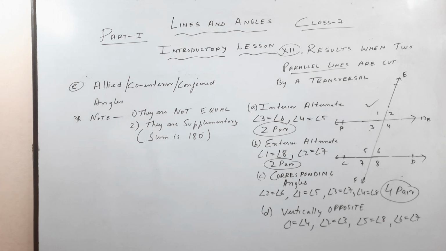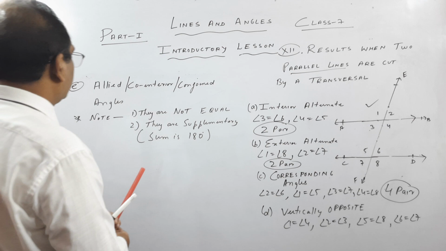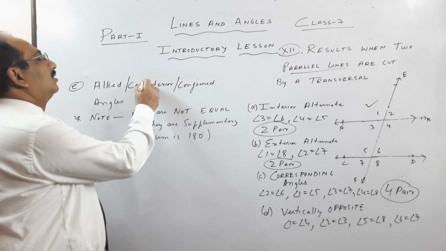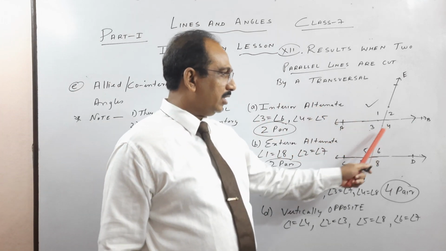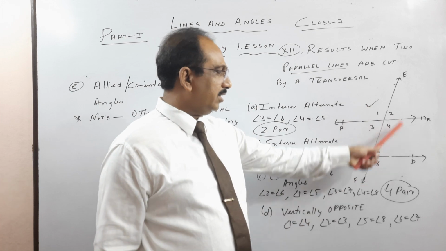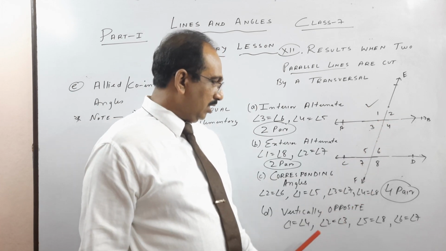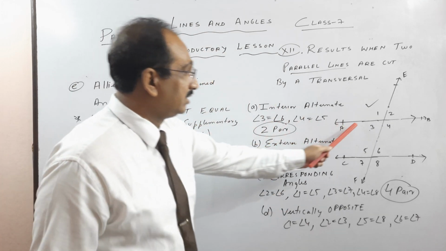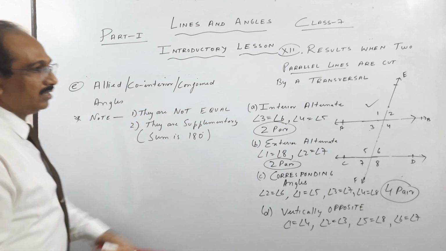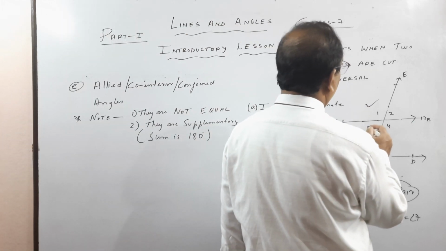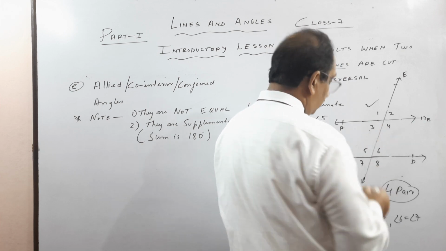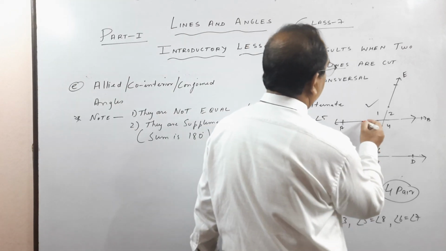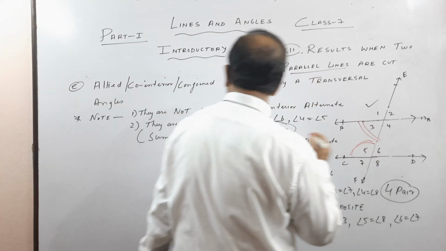So okay children, we move on to the last very important topic under this, called allied, co-interior, or conjoined angles. Very important. See here, interior alternate I told you, exterior alternate I told you, corresponding I told you. What is vertically opposite I have explained to you before separately also. The last one is this angle, children, see nicely. Angle 3 and angle 5. See here, angle 3, I will use a red color sketch pen, marker here.